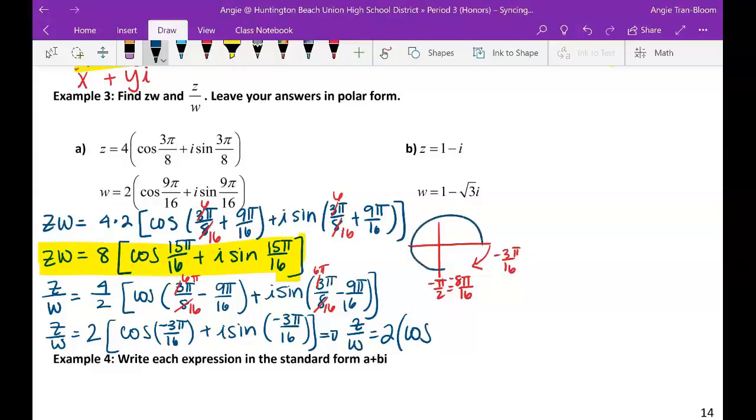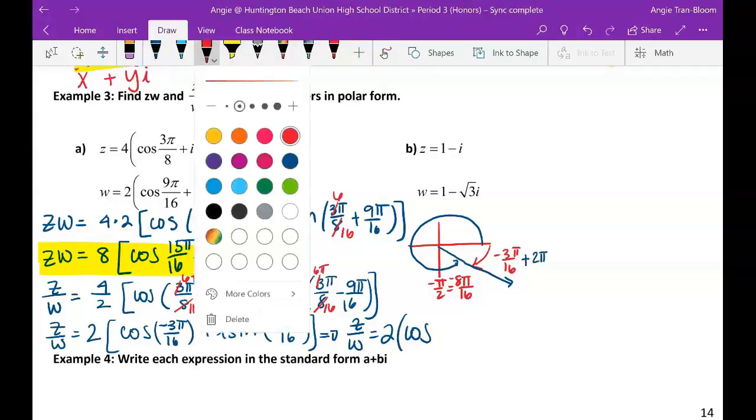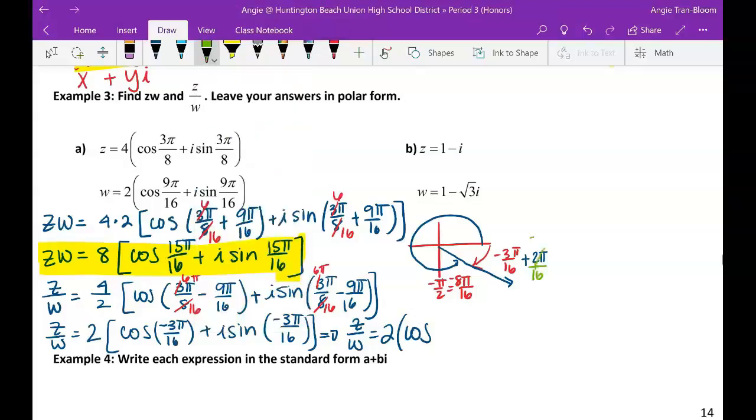Because we define it as a positive angle, here's what we need. Would you agree that I can take my negative angle and add a positive 2 pi? Positive 2 pi, if I make a common denominator of 16, is 32 pi over 16. So negative 3 pi plus 32 pi, now you are at a positive 29 pi over 16. And that's how you convert all of that to a positive angle.